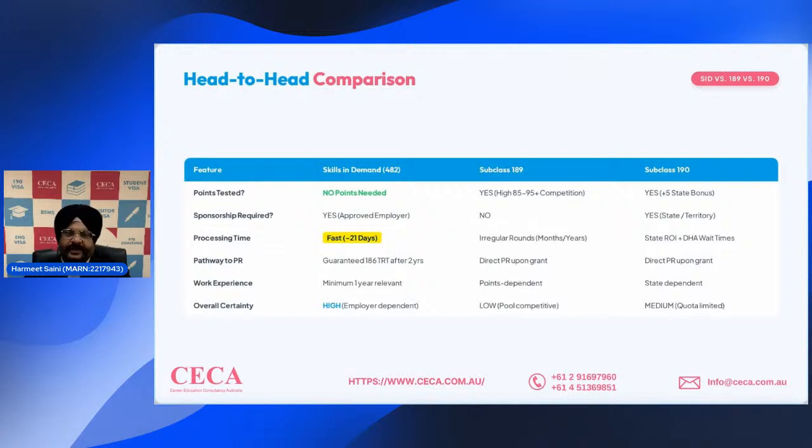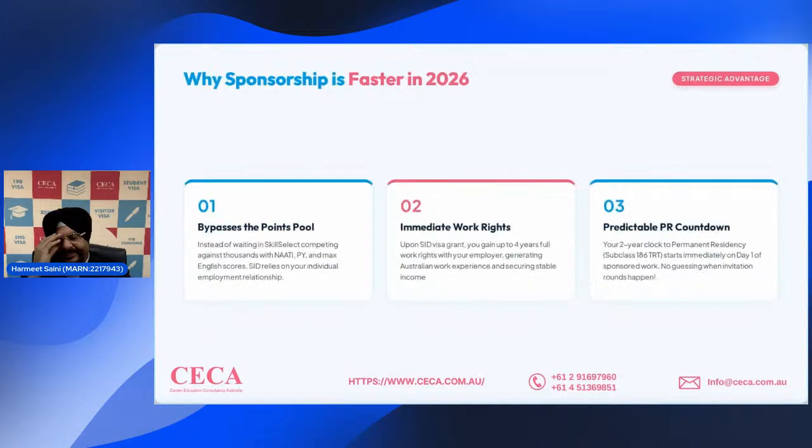On the other hand, certainty for subclass 189 is quite low because it is quite competitive. It depends upon your points. The higher the points, the higher the chances of getting an invitation. And subclass 190, again, is medium certainty, because it depends upon the seat allocation quota issued to the state governments.